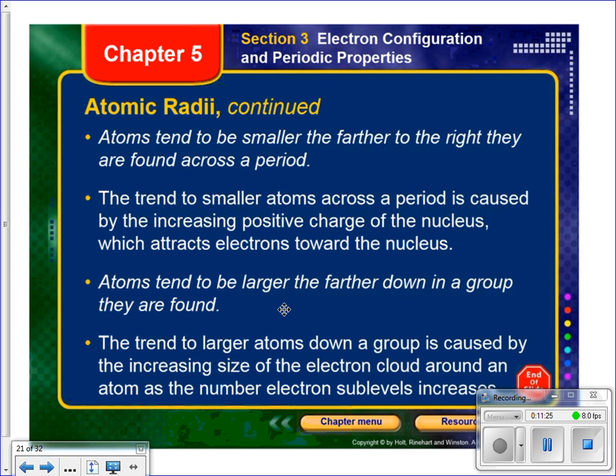As we go across the periodic table, the atoms tend to get smaller. So as we go from left to right, the atomic radius decreases. As we go from top to bottom, so as we go down the periodic table, the atom tends to get larger.